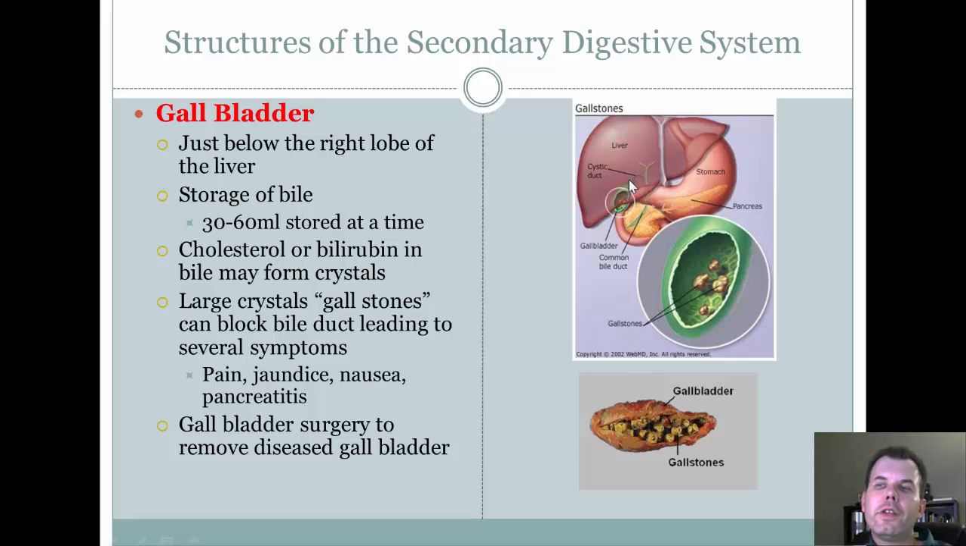The gallbladder sits underneath the liver, and you're going to see that in the models this week. You flip the liver over, under the right lobe, and you're going to see this little green bulb, and that green bulb is the gallbladder, and again, that holds the bile.